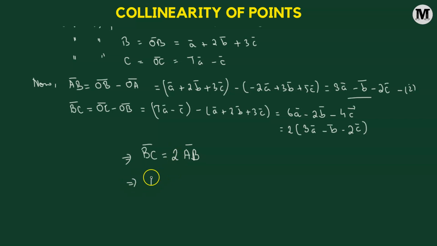So this tells us that point A, B, and C, these 3 points are indeed collinear in nature. Only when they are collinear, we can express BC vector equals to 2 times AB vector.